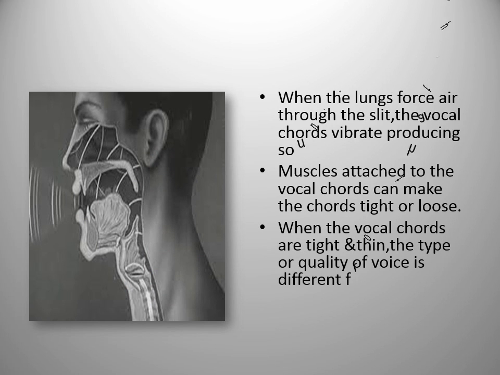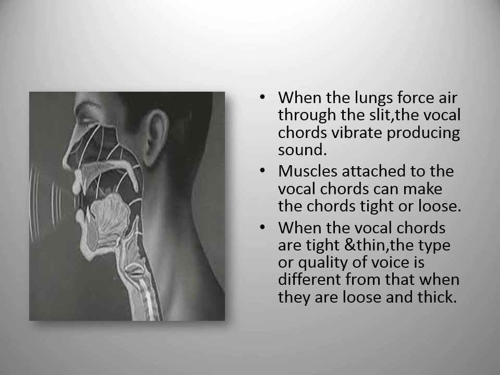Let us see how sound is produced. When the lungs force air through the slit, the vocal cords vibrate producing sound. Muscles attached to the vocal cords can make the cords tight or loose. When the vocal cords are tight and thin, the type or quality of voice is different from that when they are loose and thick.